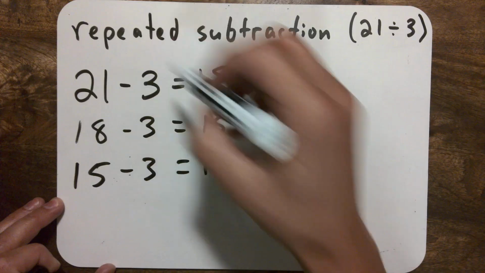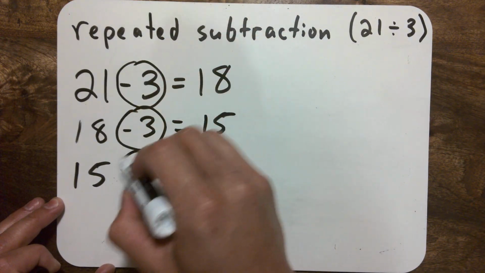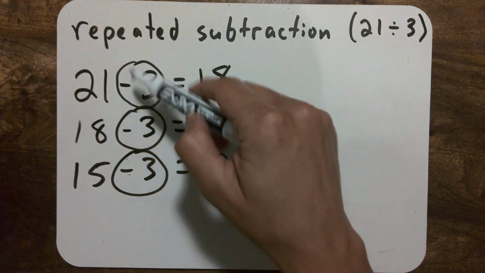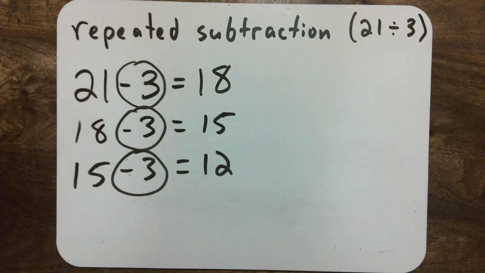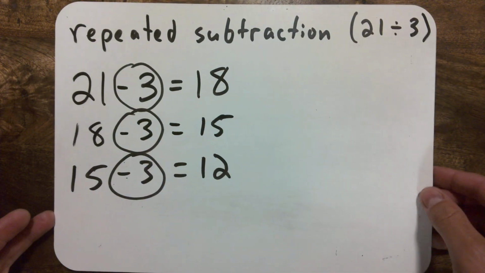And then we're just looking to see how many times did we subtract 3, how many groups of 3 did we take away. So once we would go through all these steps, we would have 7 different occurrences where we subtracted 3 from that total amount. So that's repeated subtraction.